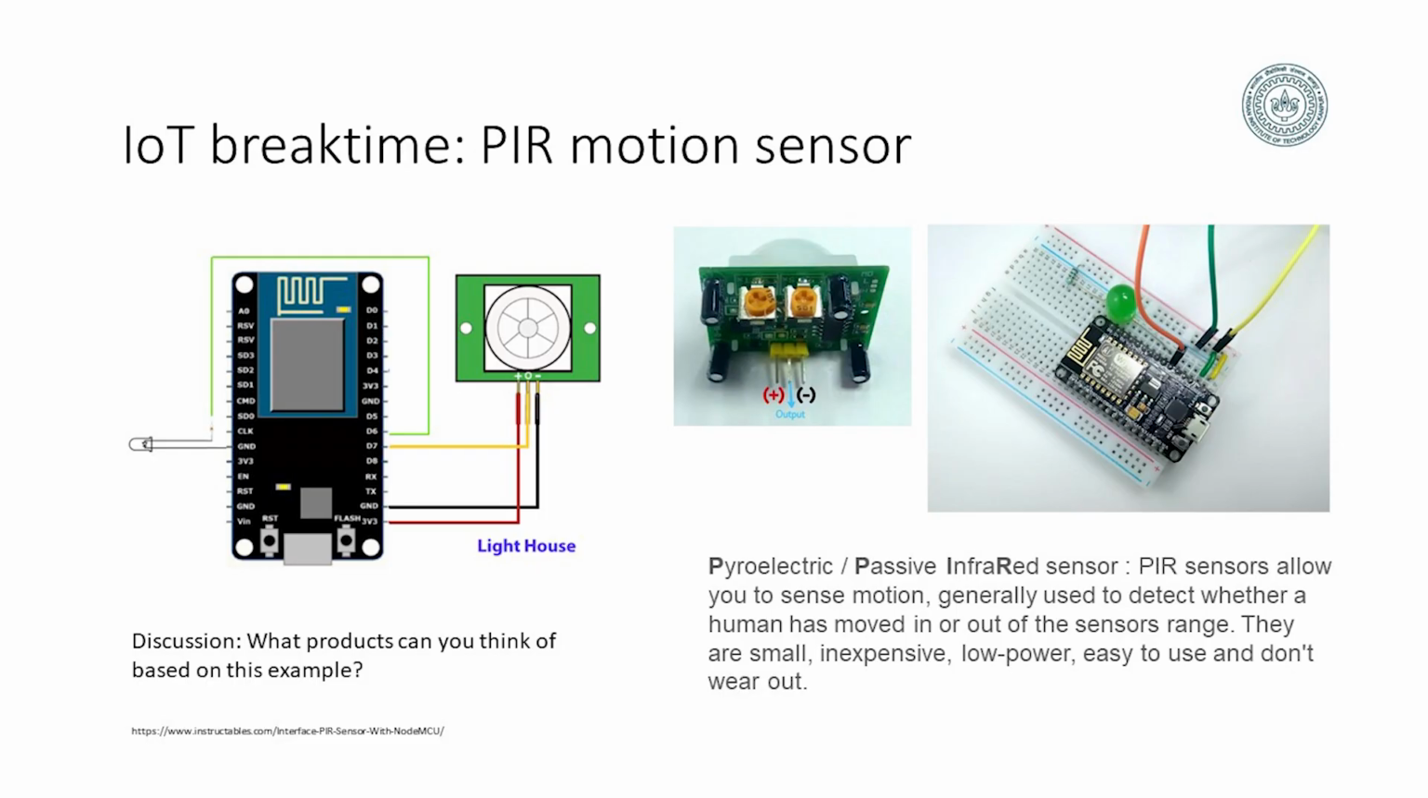So, these sensors allow you to sense motion, generally used to detect whether a human has moved in or out of the range. As I said, they are small, inexpensive, low power, easy to use, and they do not wear out. Okay. So, products based on this, straightforward.